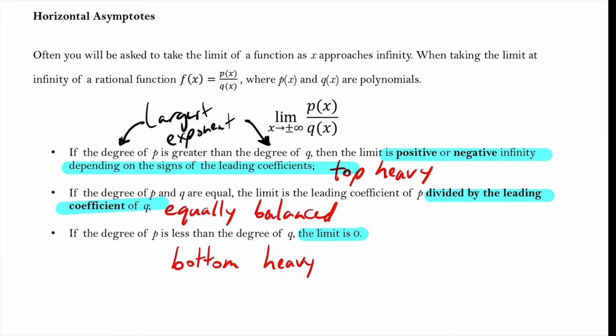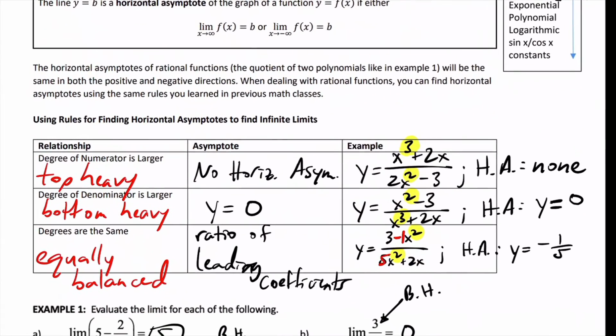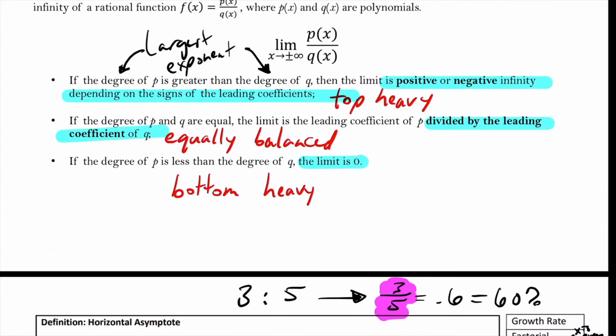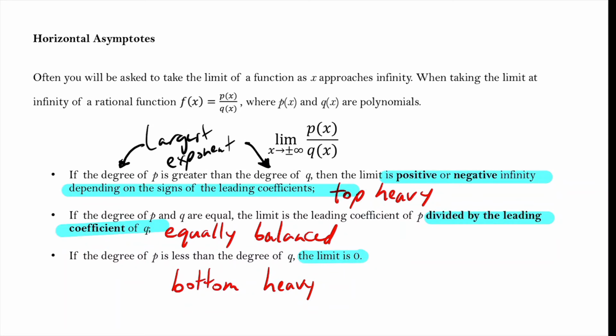Okay, so backtracking a little bit, when we're talking about horizontal asymptotes, where are the horizontal asymptotes going to be? If it's top heavy, bottom heavy, equally balanced. And then up here we have the limits. If it's top heavy, the limit is either going to be positive infinity or negative infinity. If it's equally balanced, the limit's going to be the leading coefficients divided by each other. And if it's bottom heavy, the limit's always going to be 0.